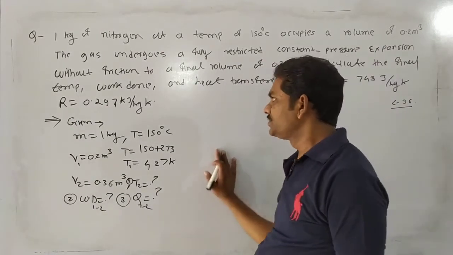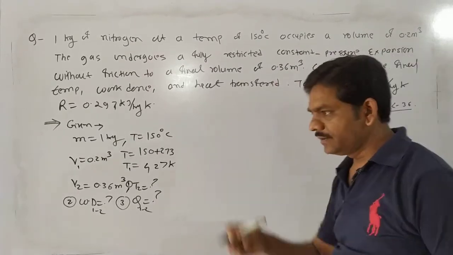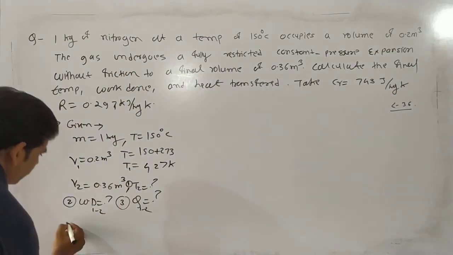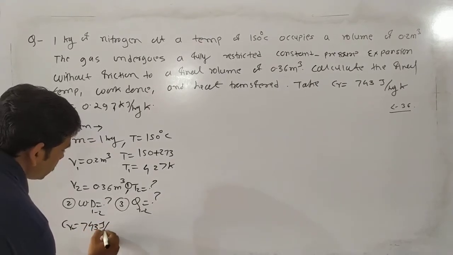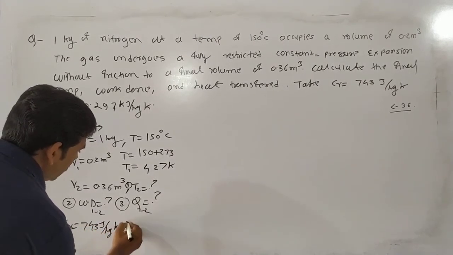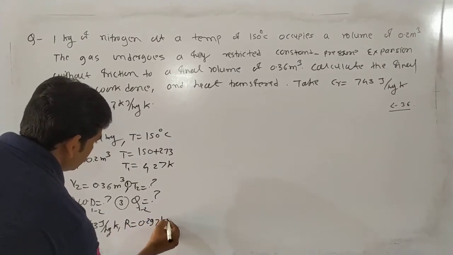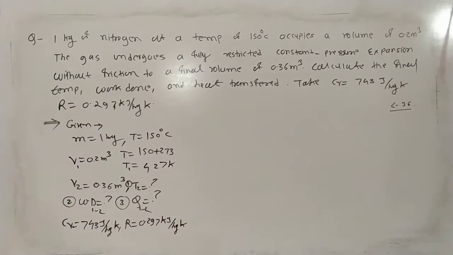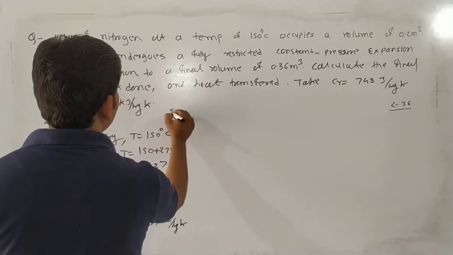Okay. So what is given? The specific heat at constant volume and gas constant of nitrogen will be given. So write down the value of Cv. It is 743 joule per kg Kelvin and the value of R is 0.297 kilojoule per kg Kelvin. Yes or no? Yes.